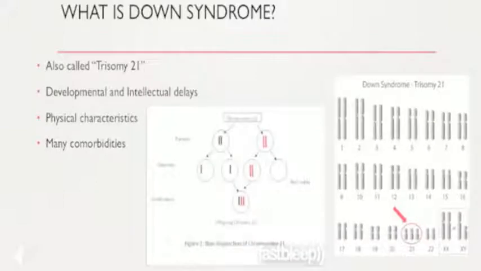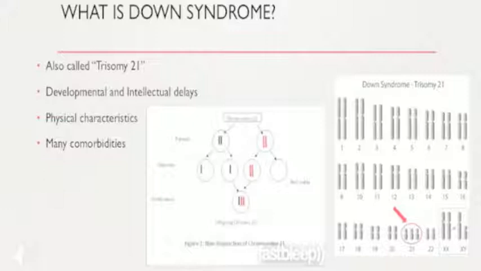Every cell in our bodies has genes that hold our genetic codes, from which we inherit traits from our parents. These genes make up our chromosomes. Each cell normally contains 23 pairs of chromosomes. We inherit half from our mother and half from our father. Down syndrome occurs when there's an extra copy of chromosome 21.